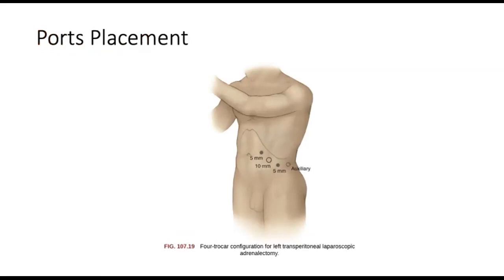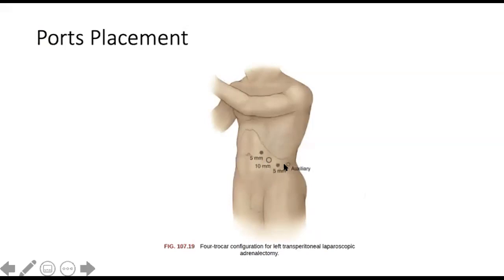For the port placement, in this picture, the initial 10 mm port, where you see the arrow, is either inserted with an open technique or with the aid of a Veress needle. After insufflation with CO2, 2 or 3 other trocars are inserted under the vision of a camera. A 5 mm port is placed at the anterior axillary line. You can also use a 10 or 12 mm port for larger instruments for easy retrieval. The splenic flexure may have to be mobilized before insertion of this port.